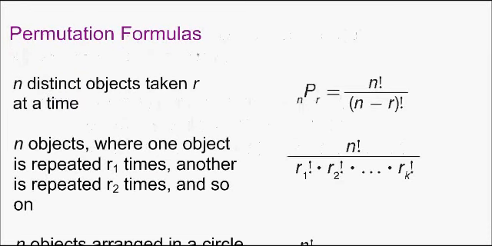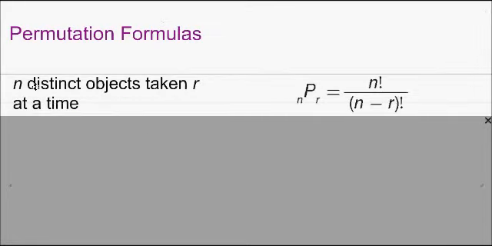Okay, so here are our permutation formulas. The first one, where you have n objects taken r at a time, and we'll see an example of this in a minute, don't worry. You write this nPr, P is for permutation, and this is equal to n factorial over (n minus r) factorial.